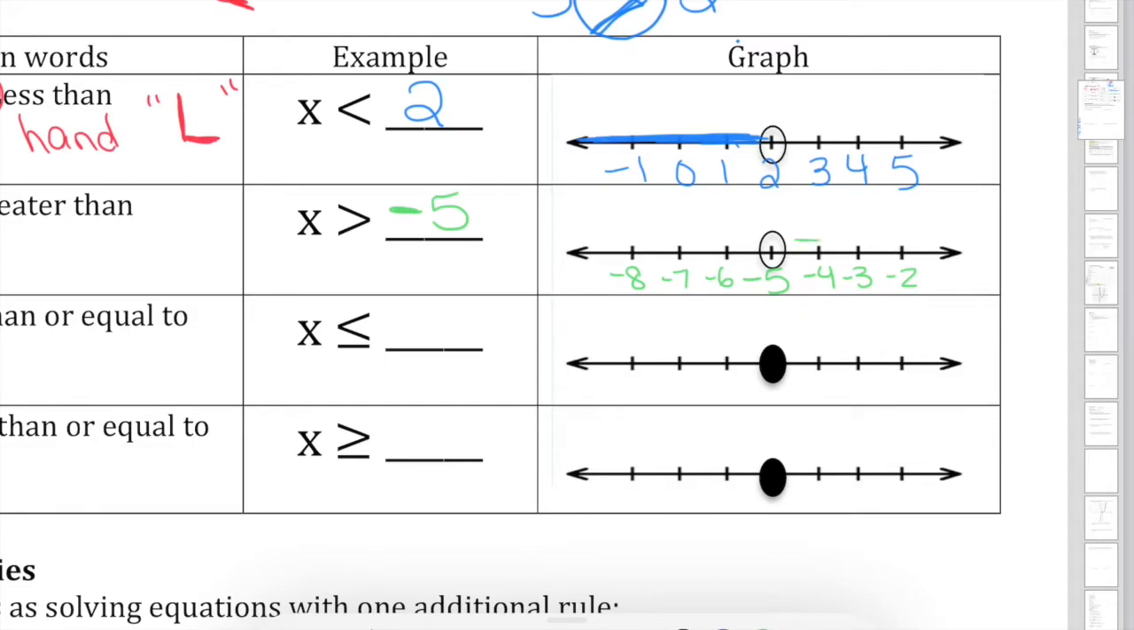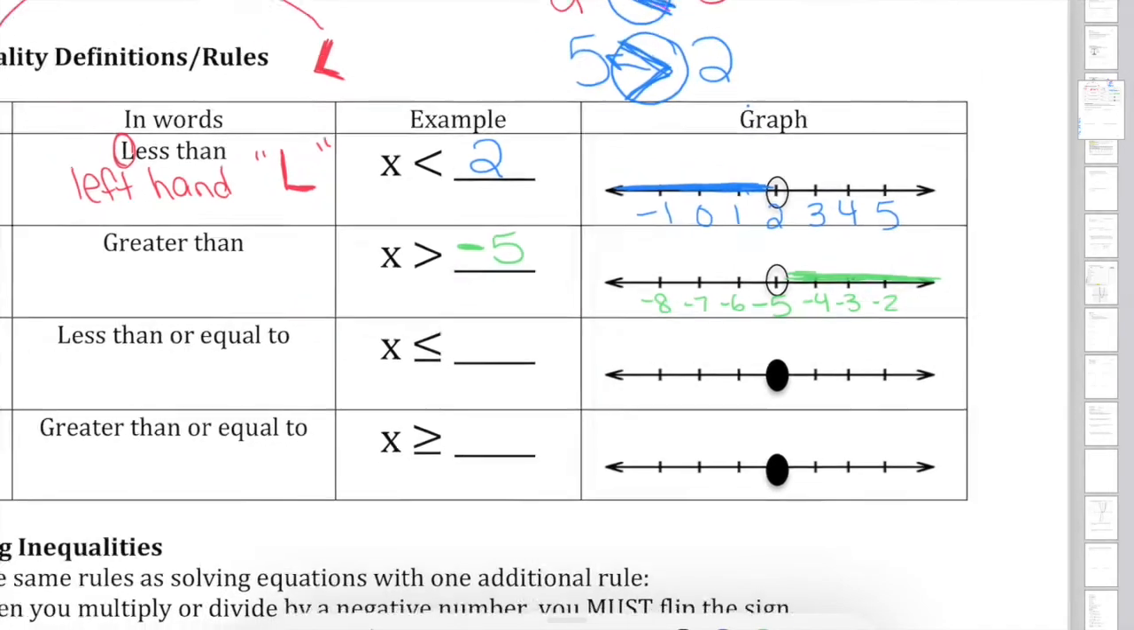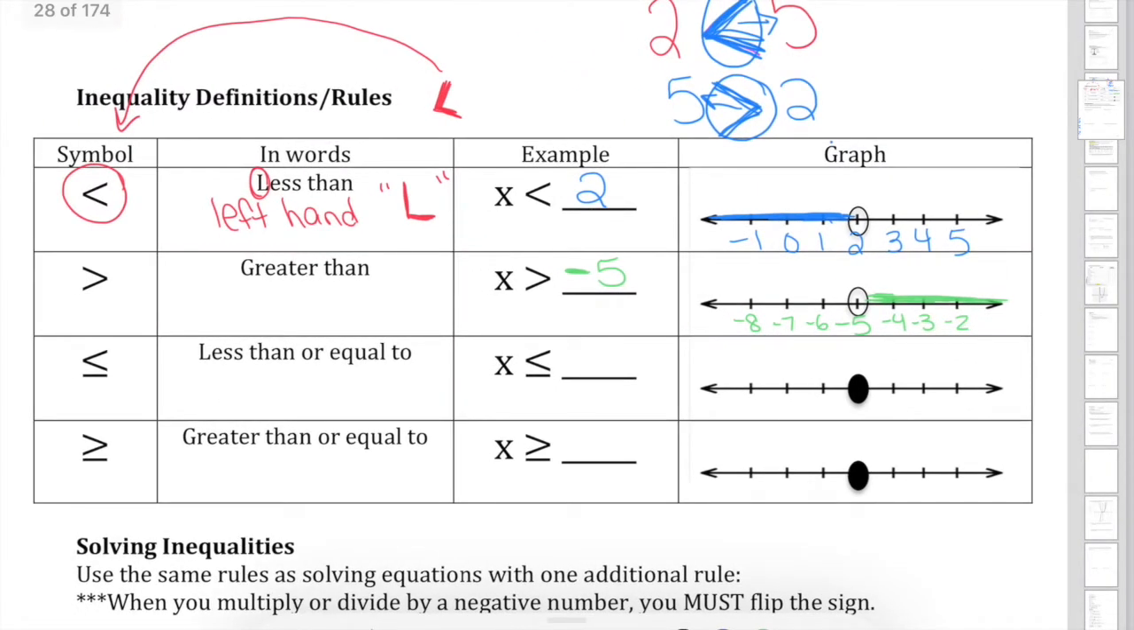Okay, now this symbol is a greater than. So the numbers that are greater than -5 are going to the right. So we're going to shade the number line to the right to represent the infinitely many numbers that are greater than -5. And I have no fun way with your hand to show greater than. It's just the opposite of your L left hand less than symbol.